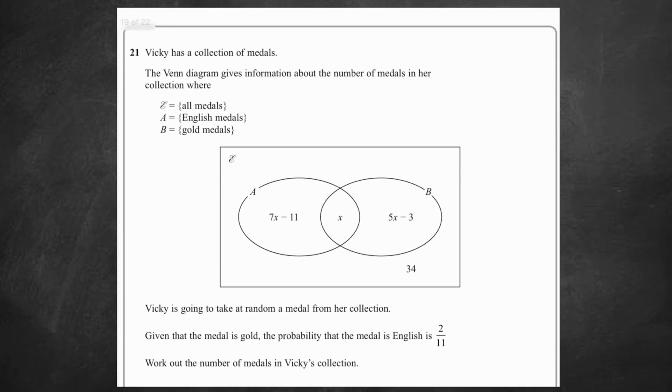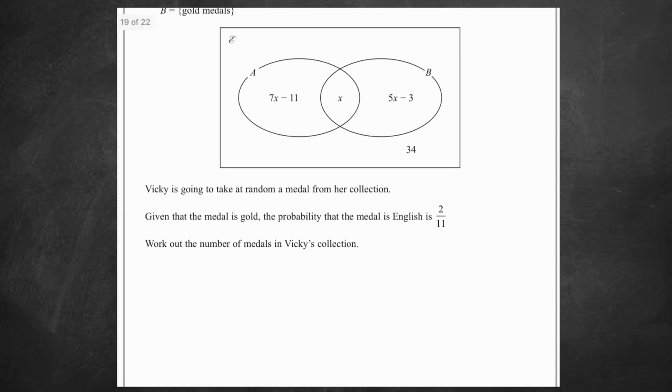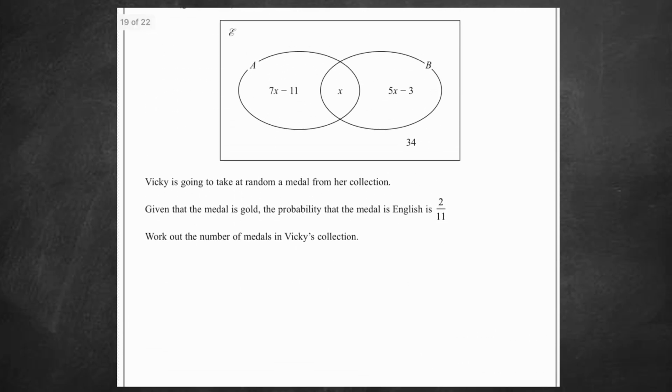Question 21. Vicky has a collection of medals. The Venn diagram gives information about the number of medals in her collection, where the full set is all medals, A is English medals, and B is gold medals. Vicky is going to take at random a medal from her collection. Given that the medal is gold, the probability that the medal is English is 2 out of 11. Work out the number of medals in Vicky's collection.